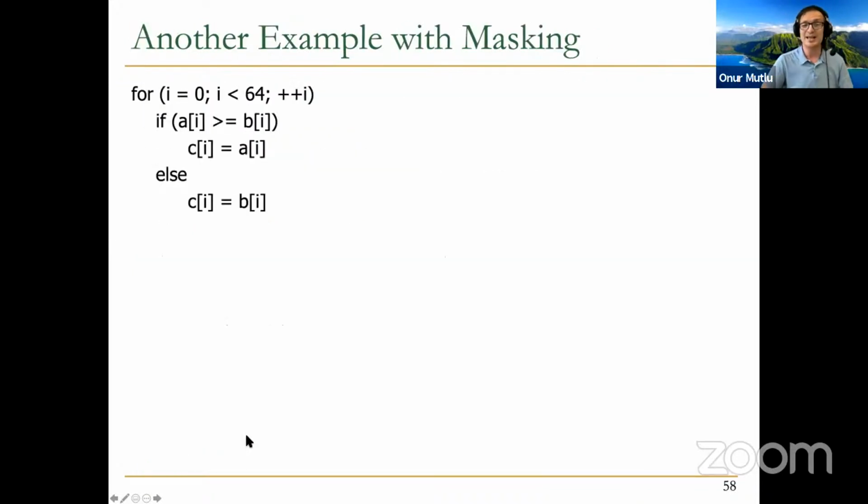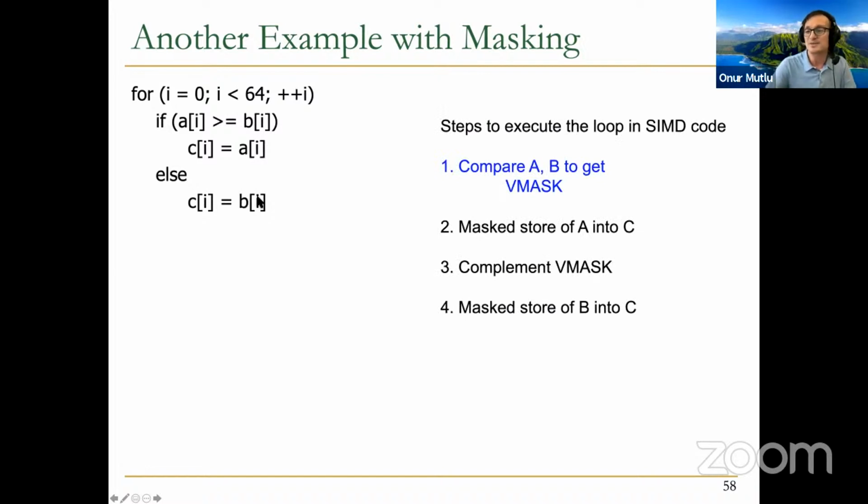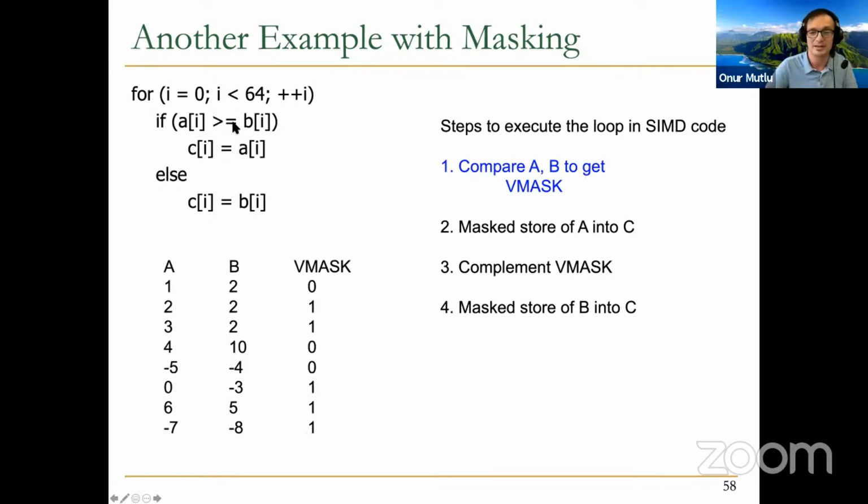Okay, so let's take a look at a more complicated example with masking, if-then-else. It's going to be essentially very similar, basically. This is a very simple loop, as you can see. If A[i] is greater than B[i], then C[i] gets A[i], otherwise C[i] gets B[i], as you can see over here. So the steps to execute the loop in SIMD code look like this. We first compare A and B to get the vector mask register. Okay, I'm going to show you that with an execution.